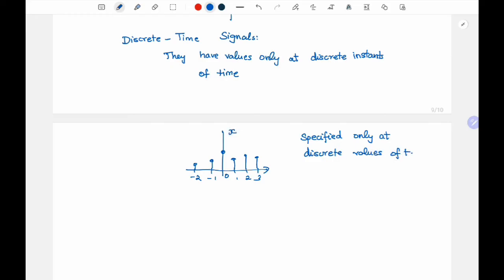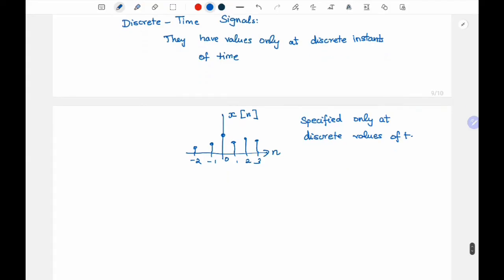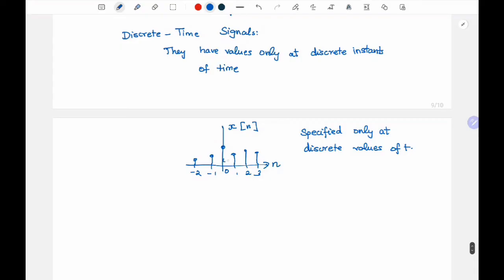So since it is discrete, we can just represent it as x of n, right? Where n is some natural numbers or integers, right? 0, 1, 2, 3 and minus 1, minus 2, minus 3 and so on. So in between, there is no value for the signal. It is not defined, right?